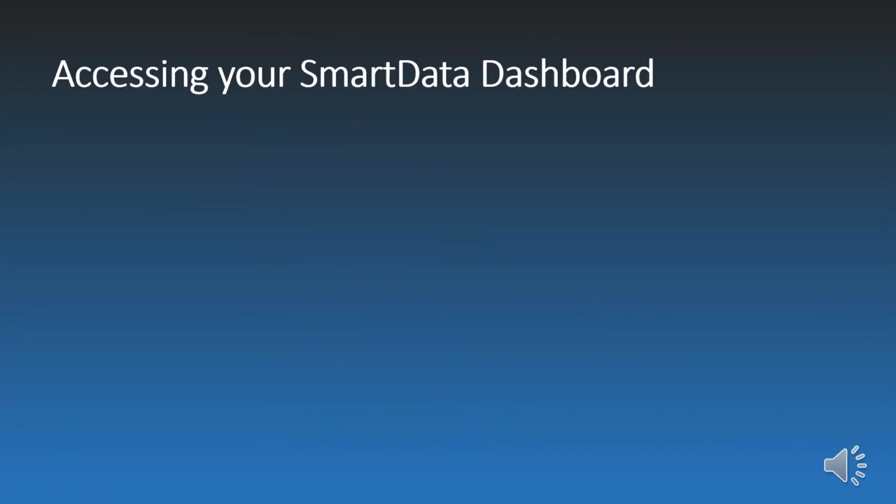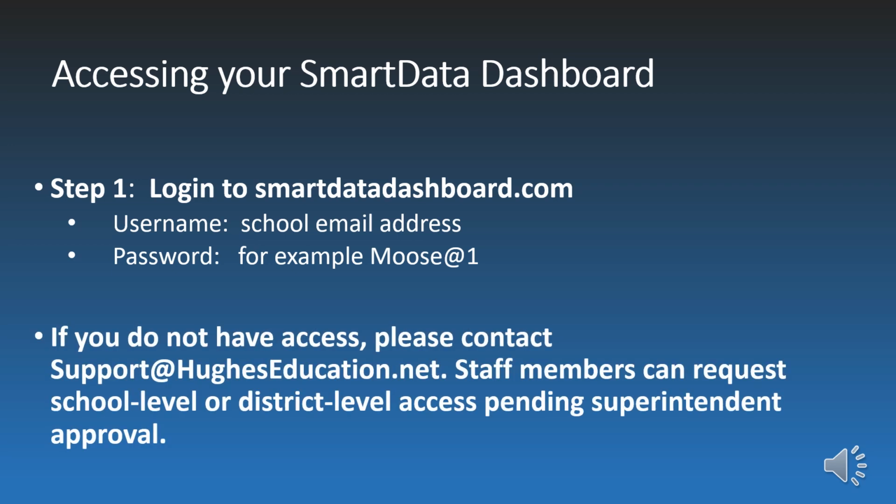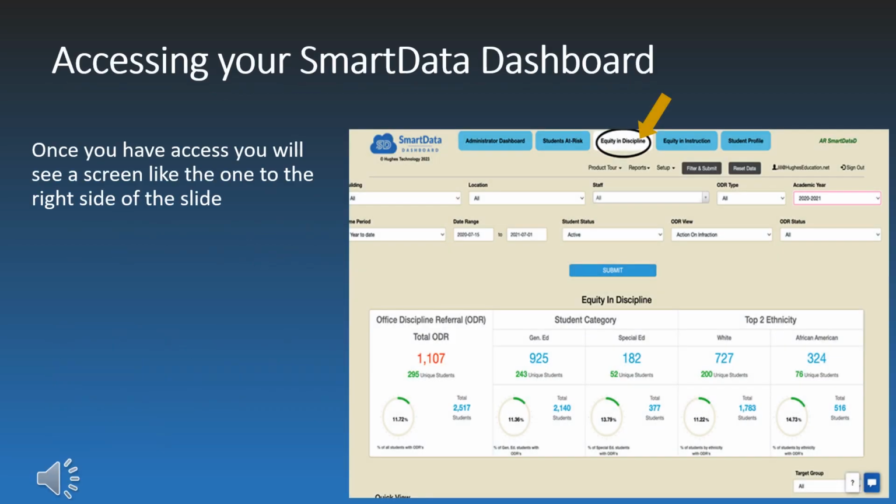To access your special education significant disproportionality data, first you must log in to the SmartData Dashboard. Your username is your school email address. And use the established password, for example, Moose with a capital M, the first character, and ending with @1. If you do not have access, please contact support at hugheseducation.net. Staff members can request school-level or district-level access pending superintendent approval. Once you have access, you will see a screen like the one to the right side of the slide.